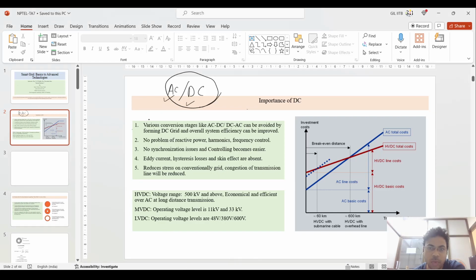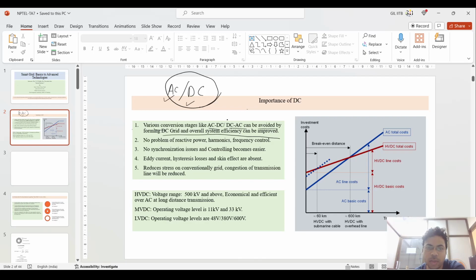Coming to the importance of DC, I have depicted the five most important advantages of the DC distribution system. If you see, various conversion stages such as AC to DC or DC to AC can be avoided by forming a DC grid, and overall efficiency can be improved.